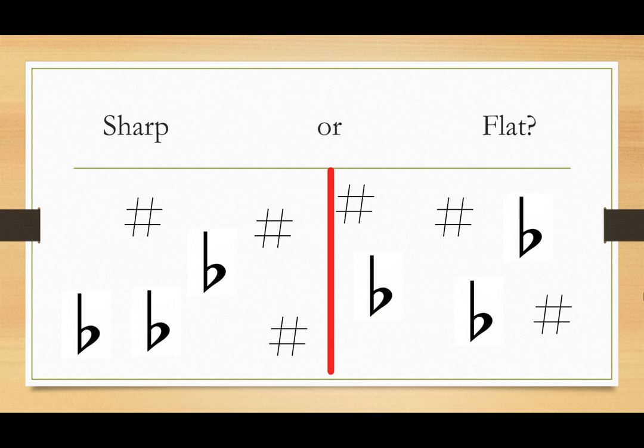This is going to be a game when we are doing it in person. For now, just practice drawing some sharps and flats on your whiteboard or on your piece of paper. Go ahead and draw a couple sharps. Again, they kind of look like hashtags. And then some flats that look like lowercase b's, and make sure you know the difference between them.